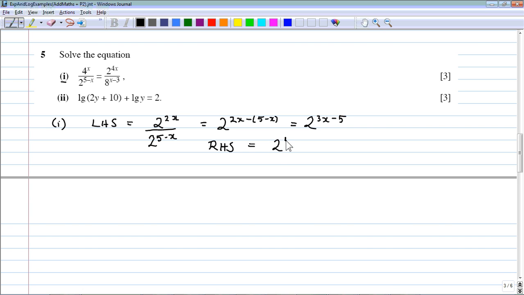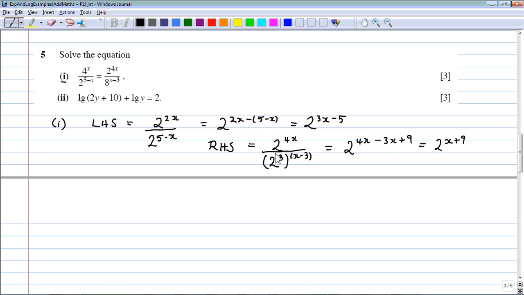2 to the power 4x divided by, now 8 is 2 to the power 3, and that's being raised to a power x minus 3. So we can see we're just multiplying exponents here. 2 to the power 4x minus, because this is in the denominator, minus 3x plus 9. So this is minus 9, but it's in the denominator, so plus 9. So it's 2 to the x plus 9.